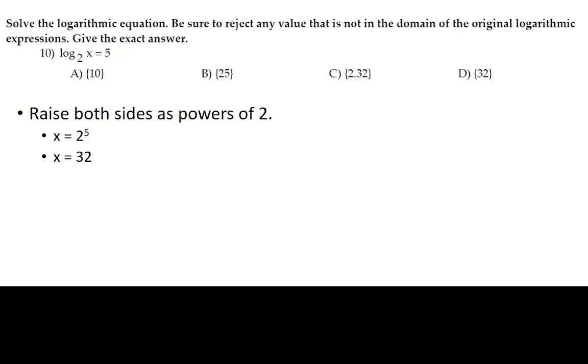We can get rid of logs with exponentials. A log base 2 has an inverse function of 2 to the x. So if we raise both sides as powers of 2, 2 to the log base 2 of x equals 2 to the 5th. The log and the base 2 cancel each other out, just leaving us with x. So we would have x equals 2 to the 5th. And 2 to the 5th is 32.